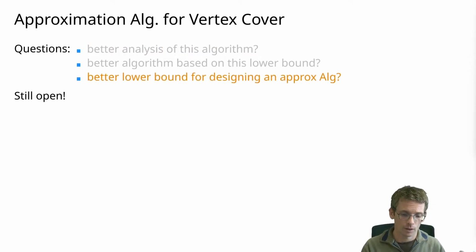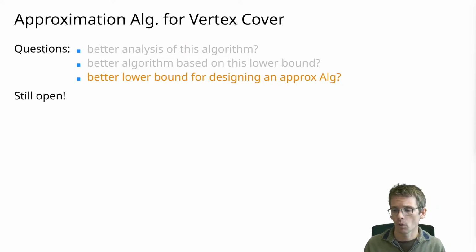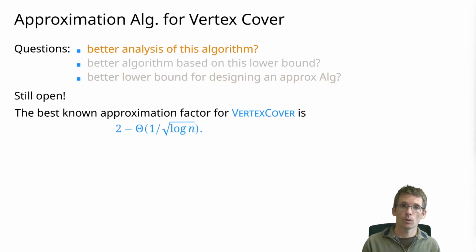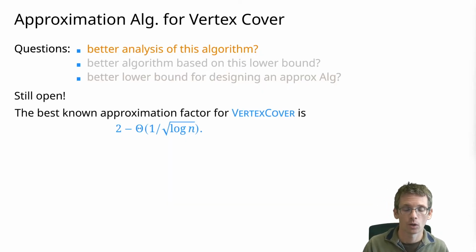Now the final question is, are there other ways to design better approximation algorithms for this problem? This is actually an open problem in algorithms. So the best we know is that we can get an approximation factor of 2 minus something that converges to 0 when n goes to infinity. So essentially, we are just slightly better than 2. And that's the best we know.